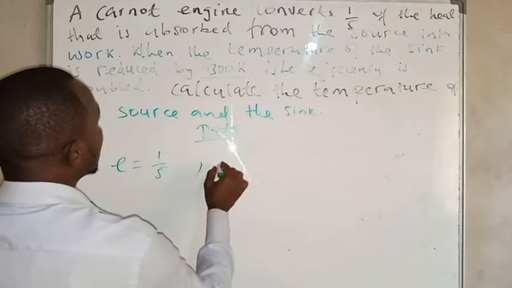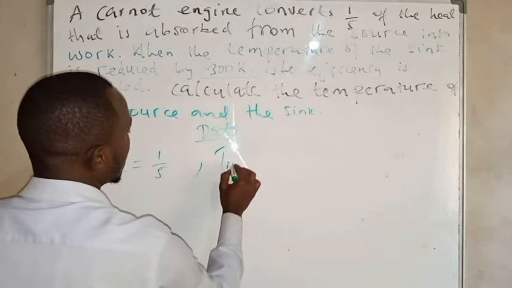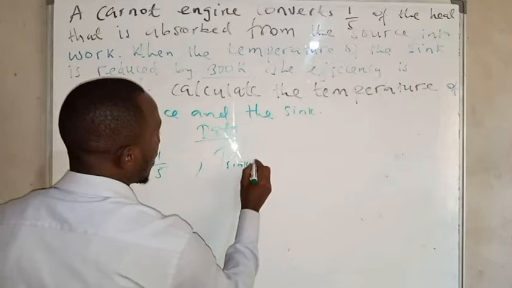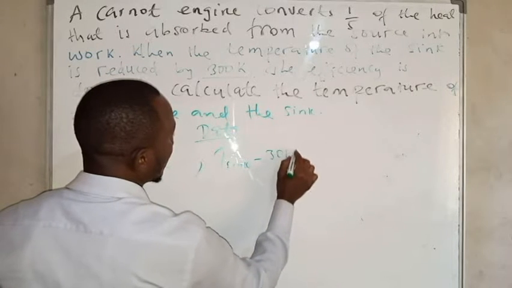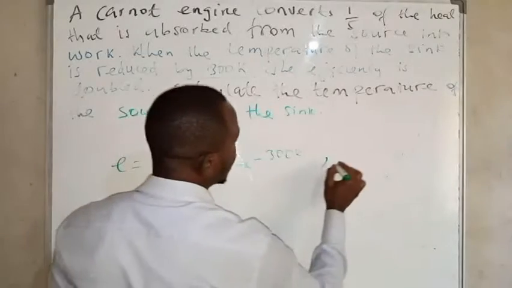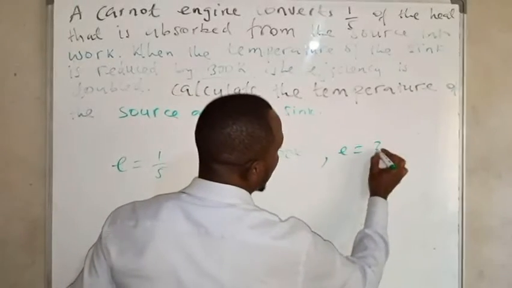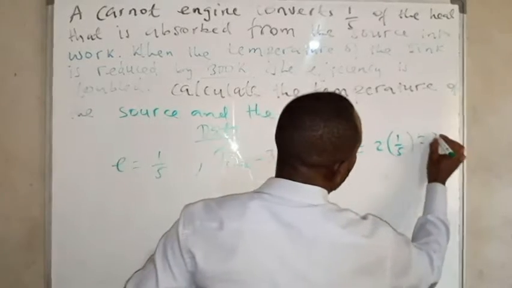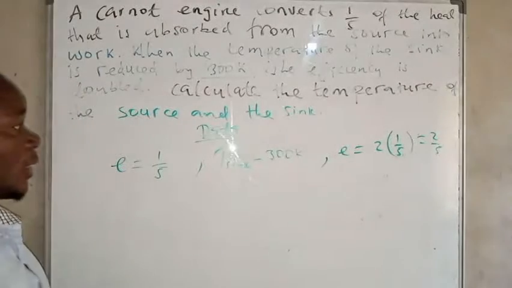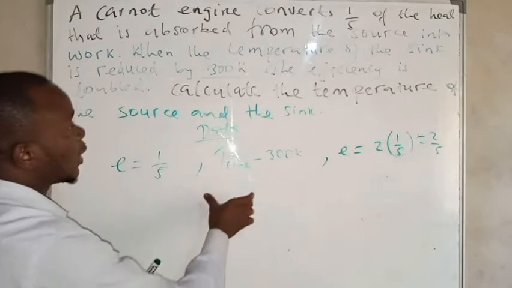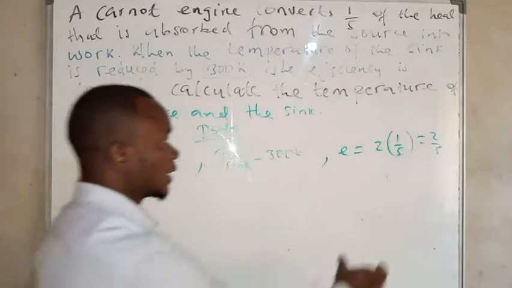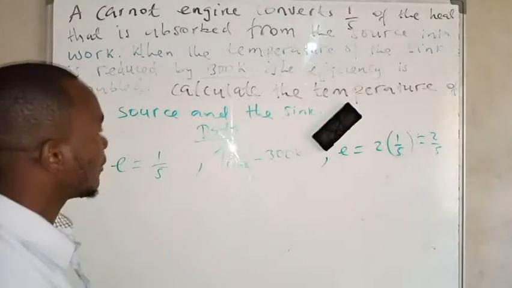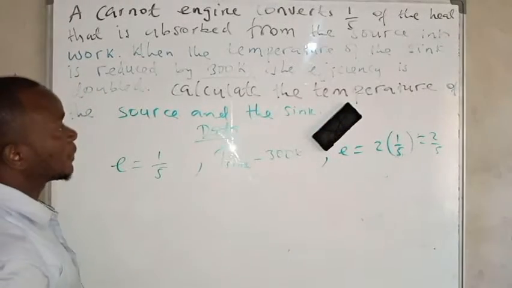Then when T sink is reduced by 300 kelvins, the efficiency doubles. So it means that it is going to be 1/5, which will be 2/5 when the temperature of the sink is reduced by this, the efficiency goes to this. So now let us try to see how best we are going to find the temperature of the source and the temperature of the sink.